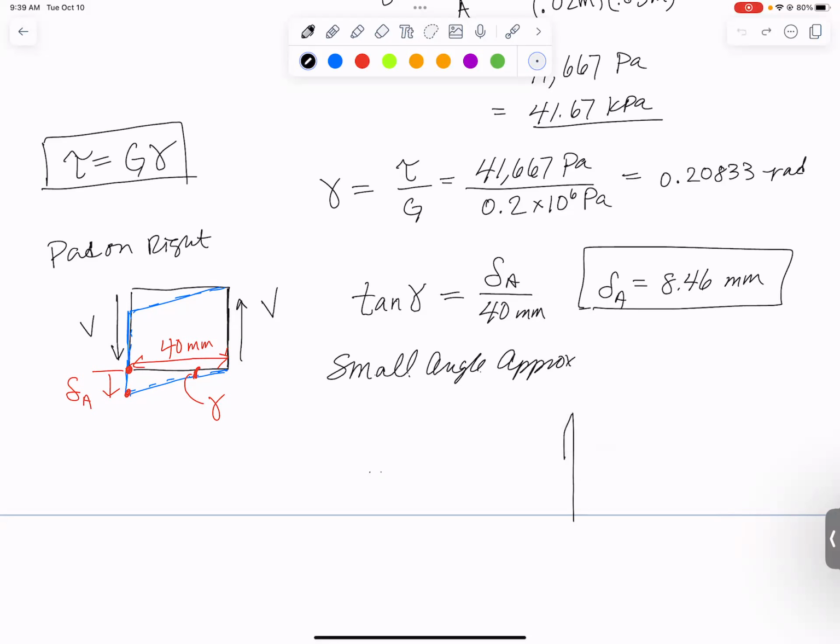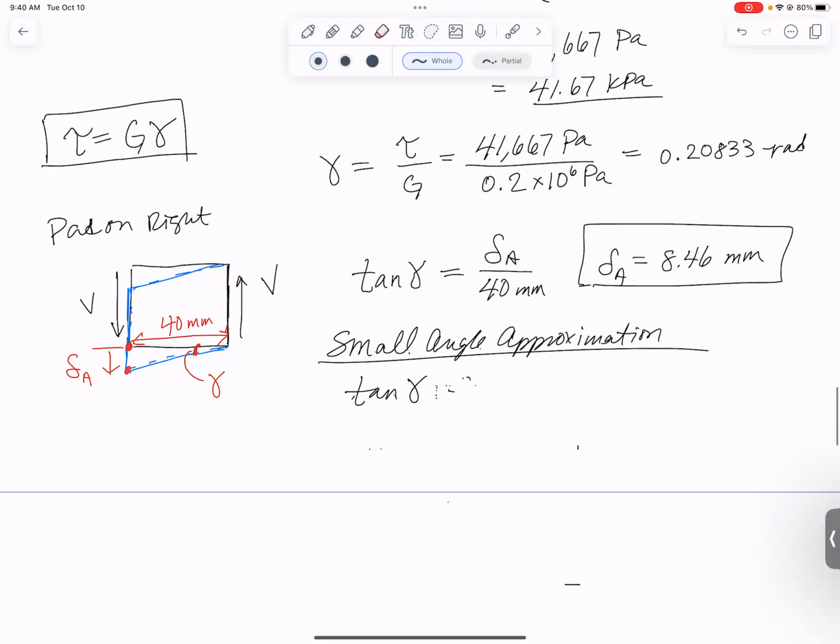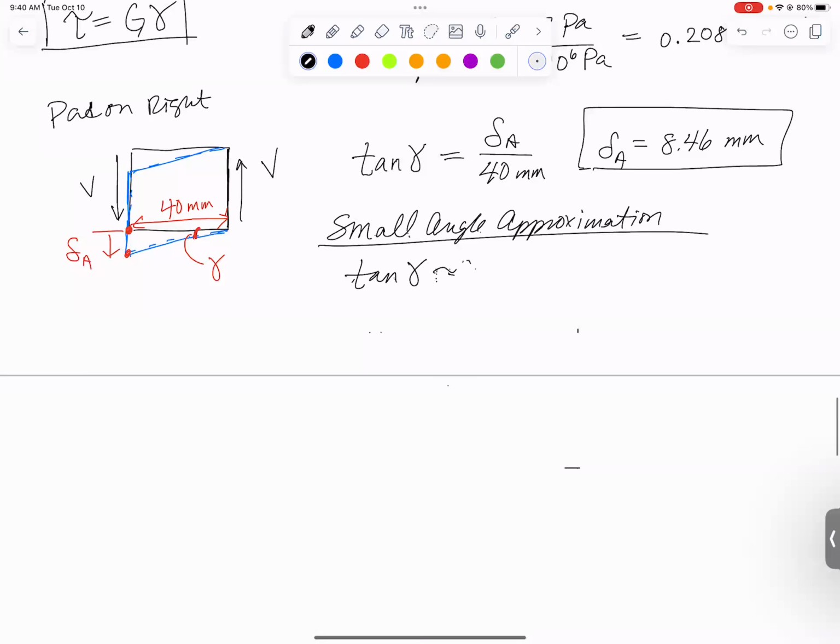I don't know why my pencil is doing that today, guys. Small angle approximation says this. It says that the tangent of an angle, this is just annoying. Just erase it all. Small angle approximation says that the tangent of gamma is approximately equal to gamma. Thought I changed the settings so that it wouldn't do this anymore. Not sure what's going on with my pencil. So tangent of gamma is approximately equal to gamma.